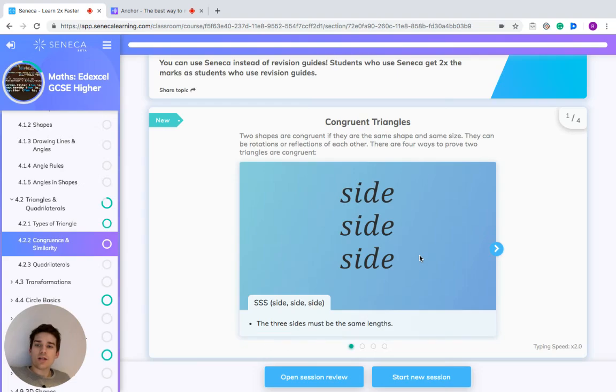In this episode, we're going to look at congruence and similarity. Two shapes are congruent if they are the same shape and the same size. They can be rotations or reflections of each other, but they can't be a different size or fundamentally different shape. There are 4 ways to prove that triangles are congruent.